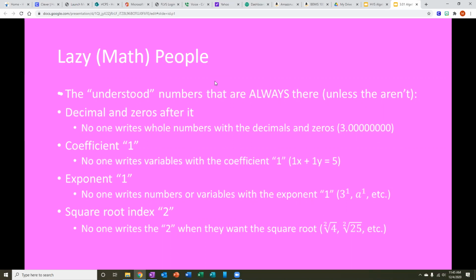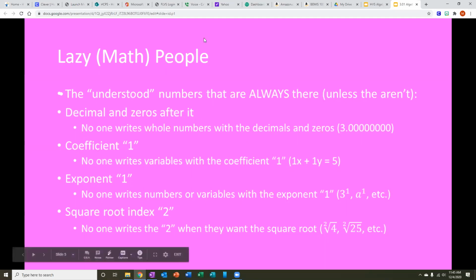We're all lazy. I'm lazy. Everybody's lazy. Human beings are lazy. We always go for the path of least resistance. There's no shame in being lazy as long as it doesn't cost you anything. If it starts causing problems, then that's not so good. But most people are just lazy because we only have so much time in a day. So there are certain things in math that we don't write. They're called the understood. One thing that exists that nobody writes are decimals and zeros after whole numbers. I don't know why this says after it.